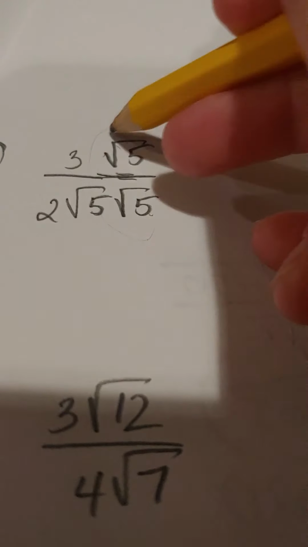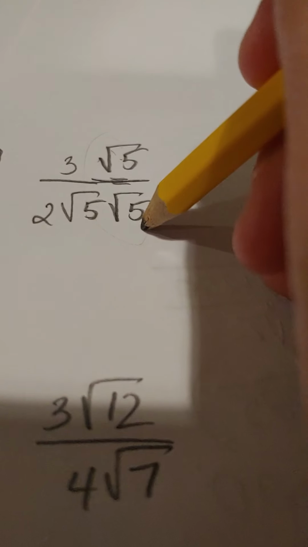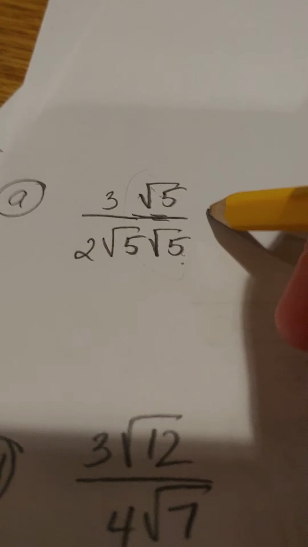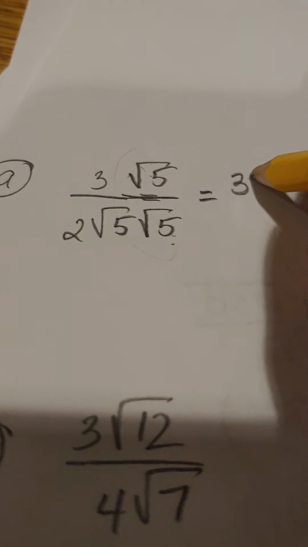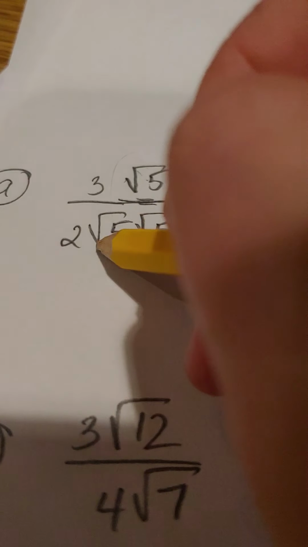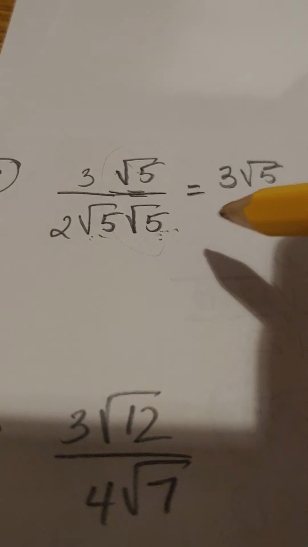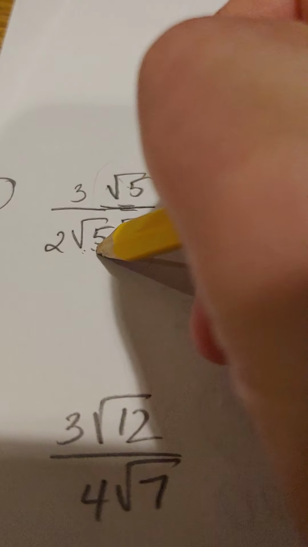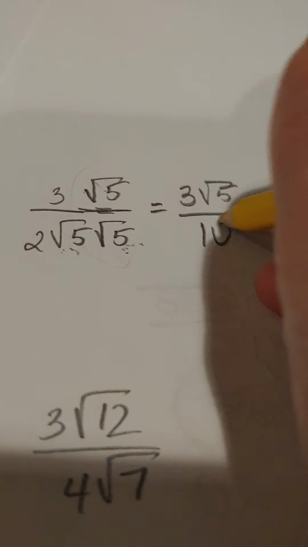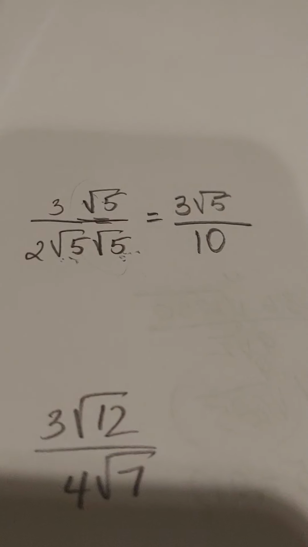Really, we just multiplied the whole thing by 1 because square root of 5 over square root of 5 is 1. So we didn't really change anything. But we have to rationalize. It means that we have to get rid of the radical on the bottom. Square root of 5 times square root of 5 is 5. 2 times 5 is 10. So this is my final answer.